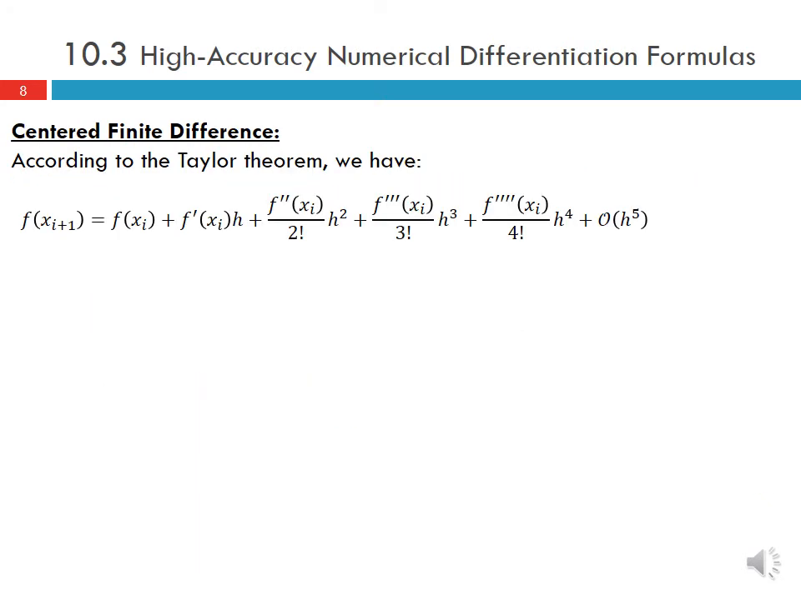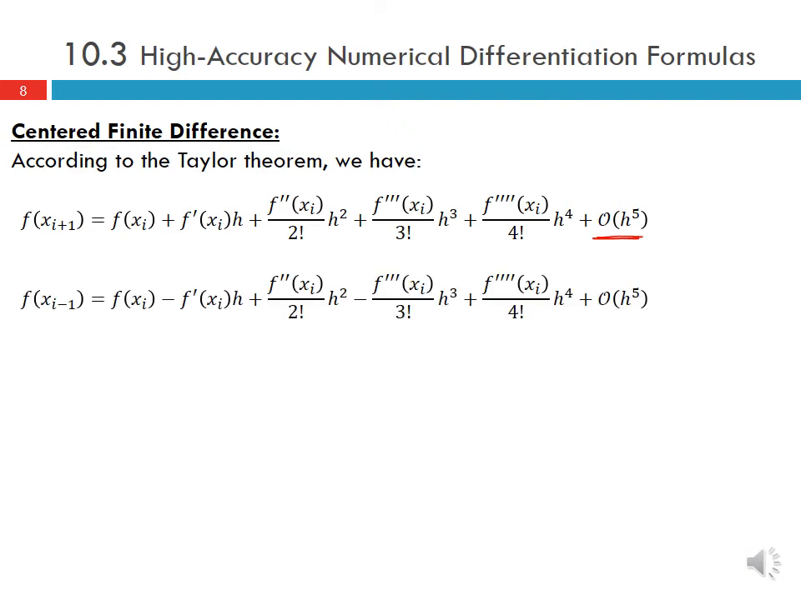Now we can talk about the centered finite difference technique. According to the Taylor theorem, we can represent the function value at xi plus 1 as shown here, with an error term up to order h to the power of 5. We can do the same thing for the function value at xi minus 1, again with up to order h to the power of 5 for the error.